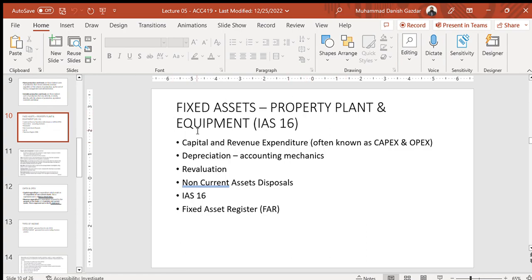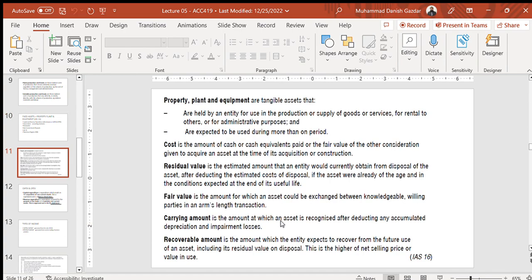Here we would discuss what is capital expenditure and revenue expenditure, which is often known as capex and opex. Secondly, we would discuss depreciation and how it works. Then we have the revaluation concept. Then what are disposals and what is a fixed asset register. So we would just start with a few definitions.